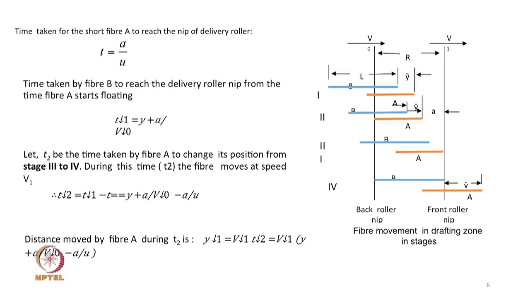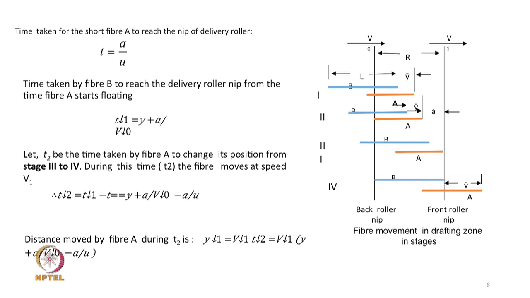These two fibers are at stage 1. We can say that both of them are moving at the velocity v0, because both are gripped by the back roller nip. Hence, both are under positive control of the back roller, and at this moment, that is stage 1, both of them move at the velocity v0. Therefore, whatever their relative position, it is not going to change.